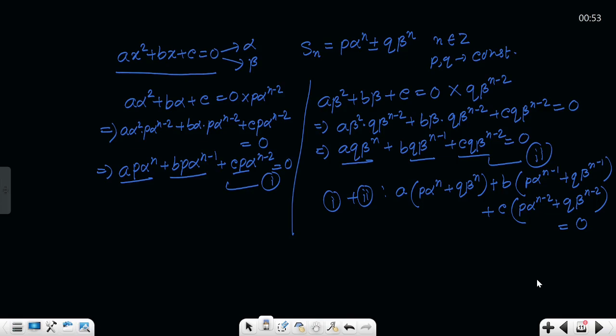Now what we will do? We will simply replace. You see that p alpha to the power n plus q beta to the power n is equal to Sn, right? So write it here: this is a Sn plus. Now p alpha to the power n minus 1 plus q beta to the power n minus 1, what will this be equal to? If you put n minus 1 in the place of n, here it will be p alpha to the power n minus 1 plus minus q beta to the power n minus 1, right? So you will get b into S n minus 1. Same like that, we will get c into S n minus 2, and this is equal to 0.